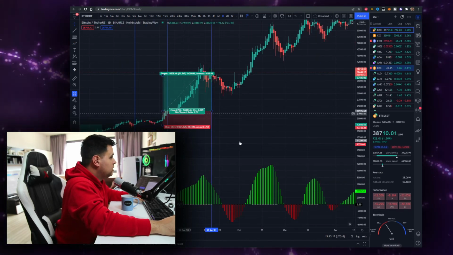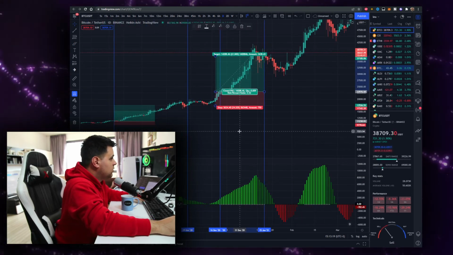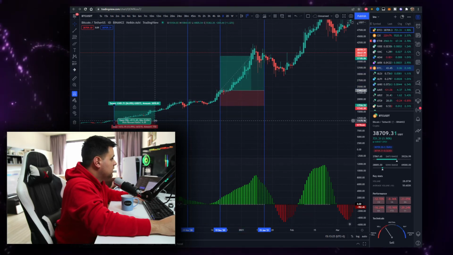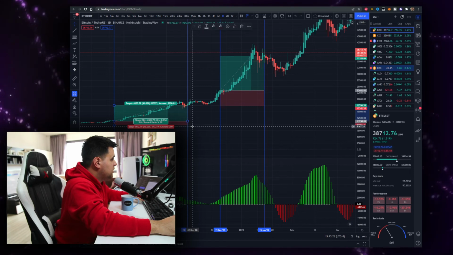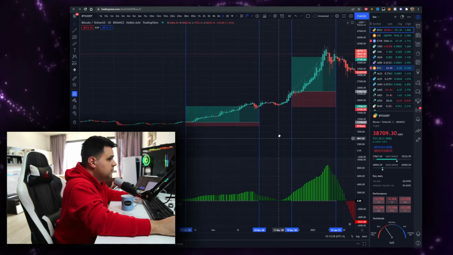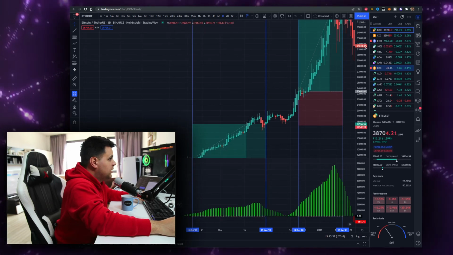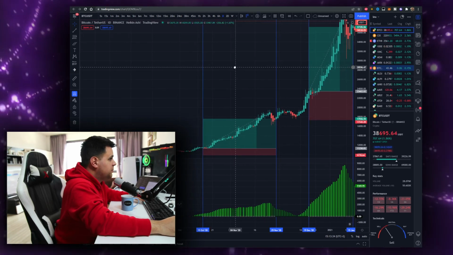But you gotta hold the trades for a while. This trade took a while. These trades take a while. But if you understand these patterns correctly, they can be very, very profitable. This is basically how you use it.